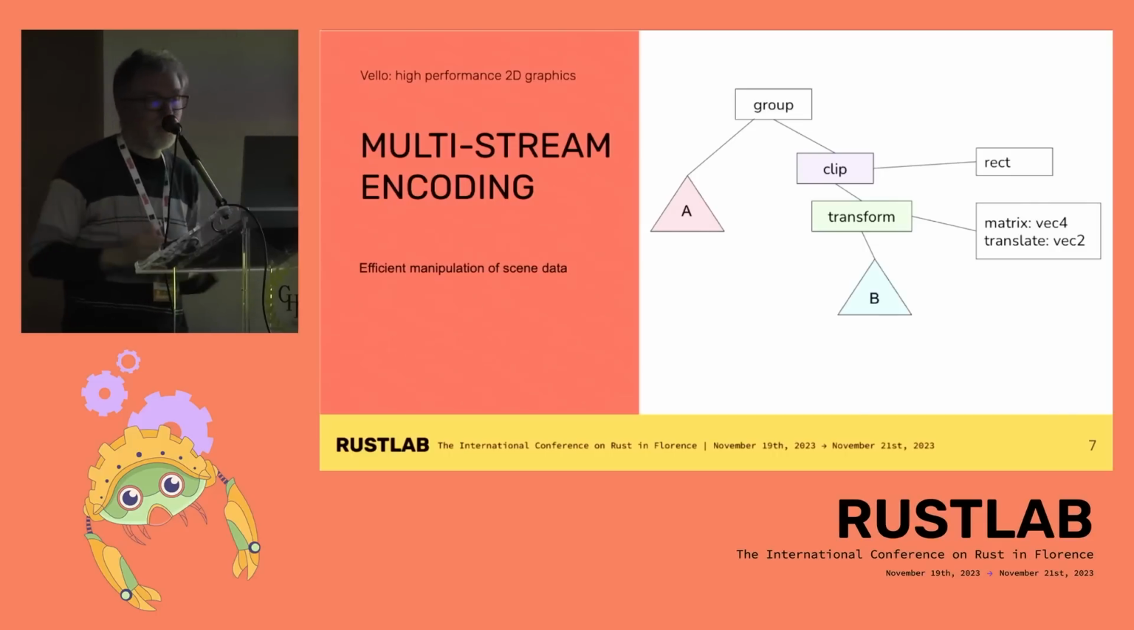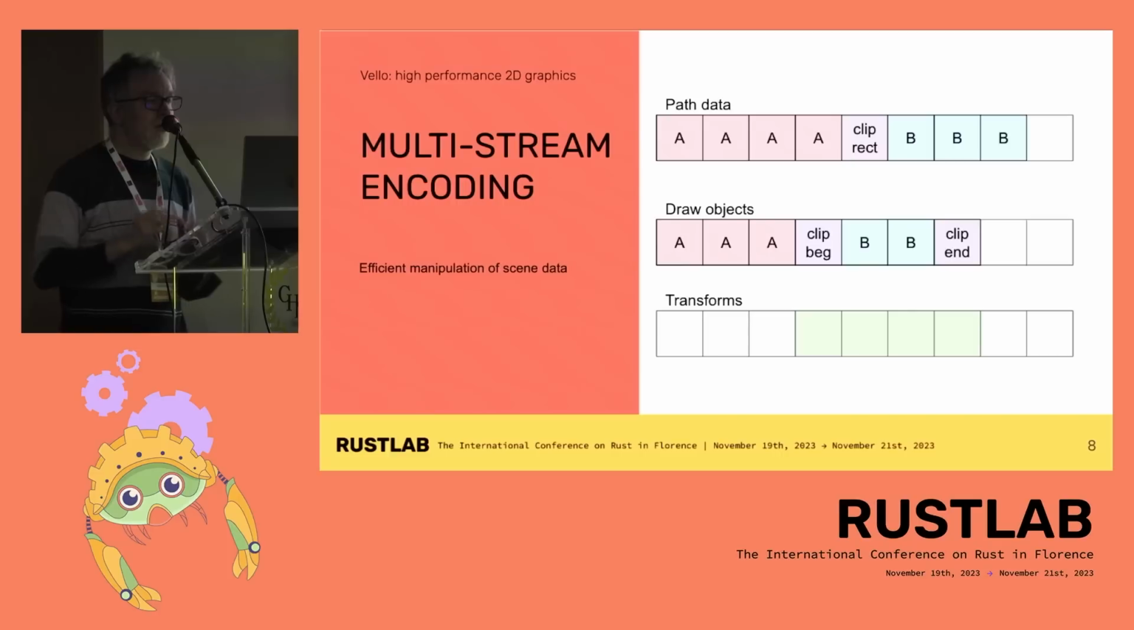Or if you want to zoom, you can do that too. It can do any affine transformation. And so it encodes those into multiple streams. So the transforms are just in their own streams.